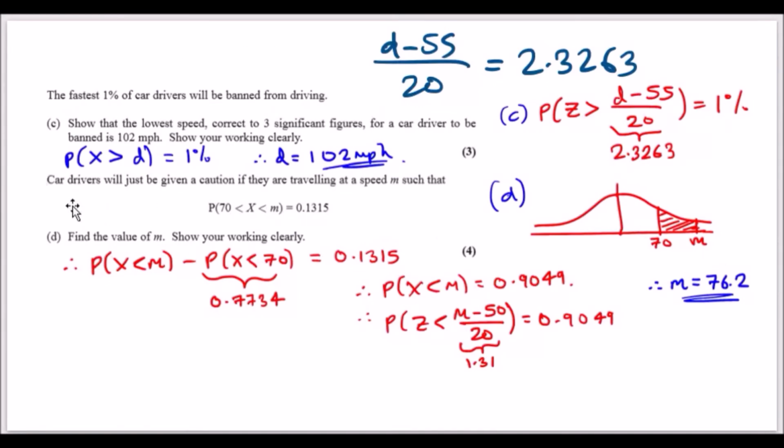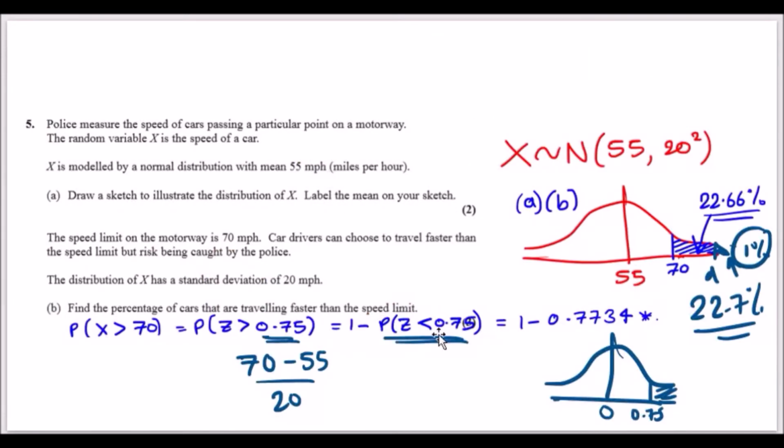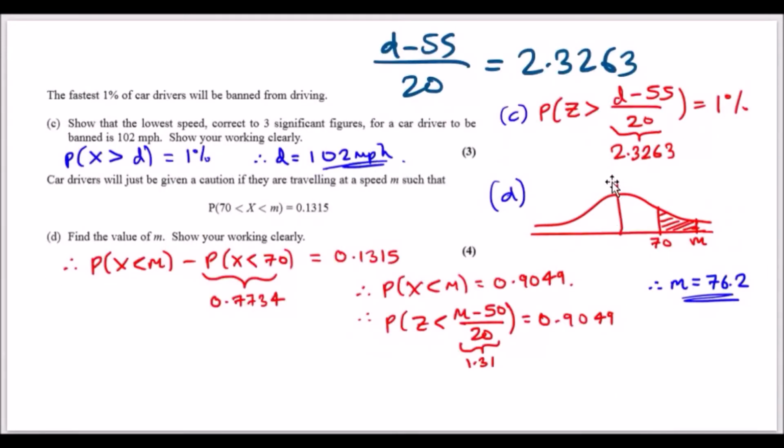Now, next one. So car drivers will just be given a caution if they are traveling at speed m, such that, and this is the probability distribution, where x is between 70 and m. So looking at this graphically, I mean, we know that the mean is, what was the mean? The mean was 55, so that's the center bit. So we know that 70 is above the mean, and we're trying to find some area between 70 and m. Okay, so that's how it looks visually. So it's always good to draw a graph.